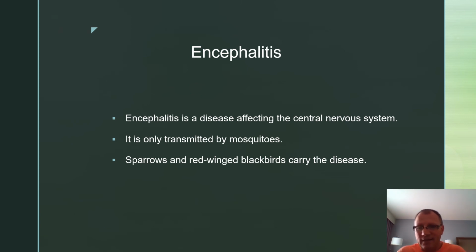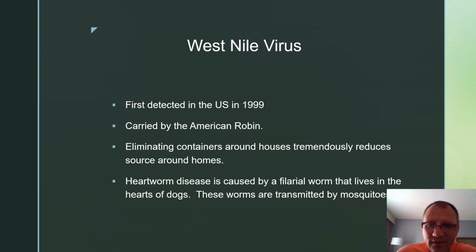Looking at diseases, encephalitis is a disease affecting the central nervous system. It is only transmitted by mosquitoes. Sparrows and red-winged blackbirds are the ones that carry the disease.